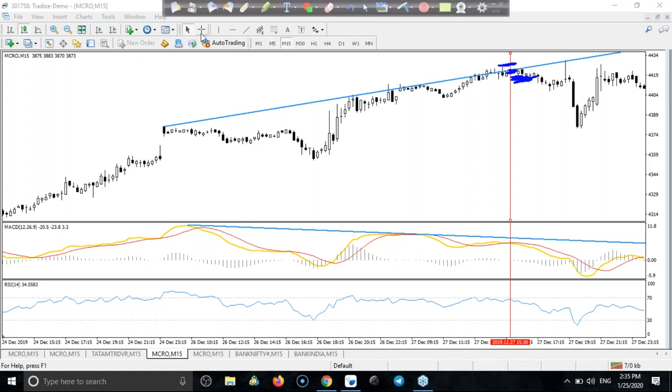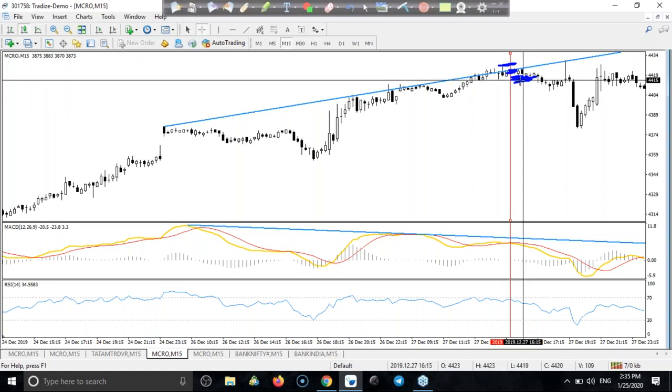So how many points are there? Let me check it. If you place your sell with a hardly 13 point SL, your 13 into 2, that is 26, here, that is your target, right? That ratio will be 1:2. All right.